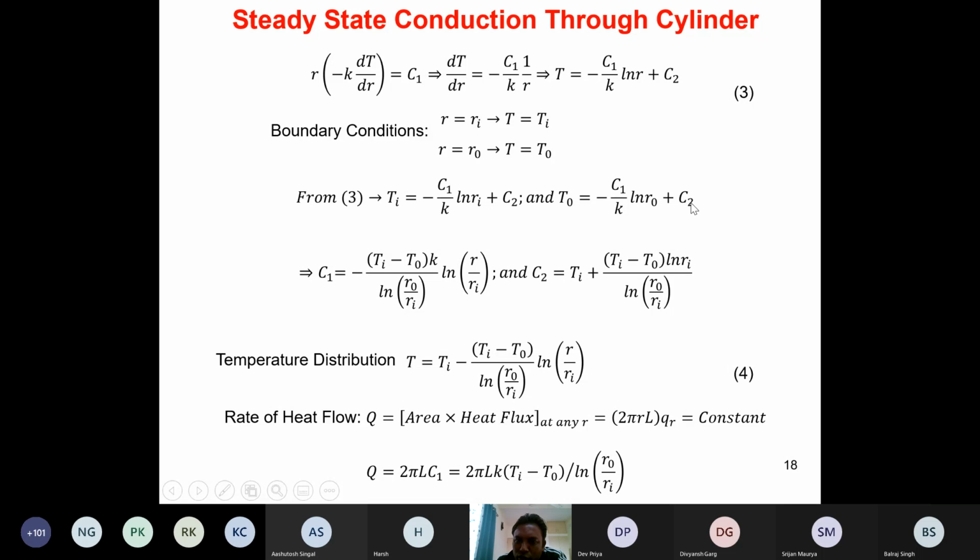Now let's subtract these two equations. By subtracting, this C2 will get cancelled out, isn't it? And what you are going to get is Ti minus T naught, and Ti minus T naught is going to be what? This C1 you can take common, C1 by K, isn't it? And you are going to get ln R naught minus ln Ri. This negative sign will not be there. I'm sorry.